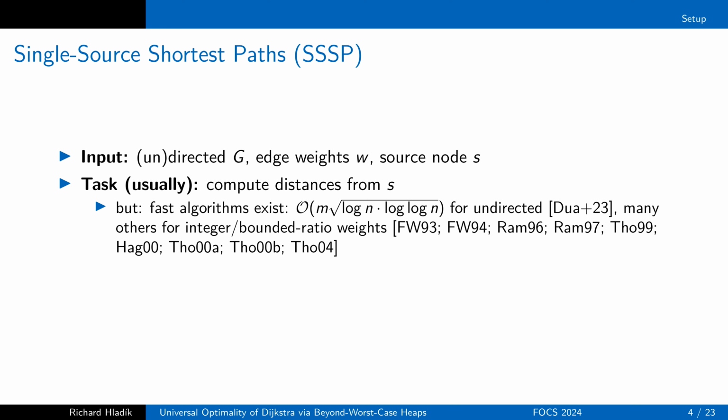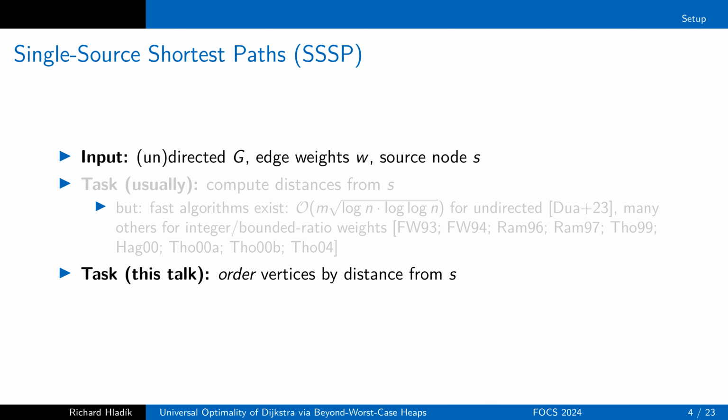So, in some sense, there isn't much for us to say. And in this talk, we are really interested in Dijkstra. So, let's solve a harder problem instead. Dijkstra has the nice property that not only does it compute the shortest path distances, but along the way, it visits the vertices in increasing order by their distance. So let's use this as our problem instead. Let's make the problem about ordering the vertices by their distance from S. Okay, so this is the problem that we are going to solve.